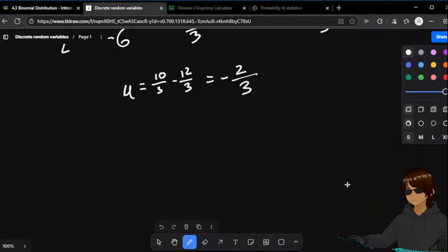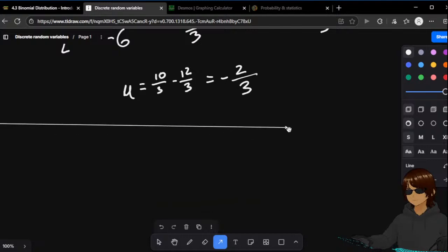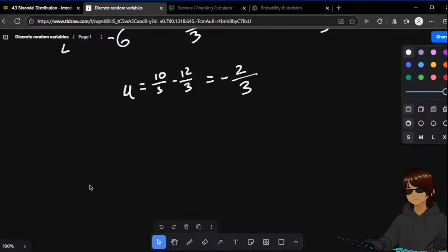Okay. So I'll try to do what I remember. How do I draw a line? This is not what I want. How do I draw a straight line without any arrowhead?